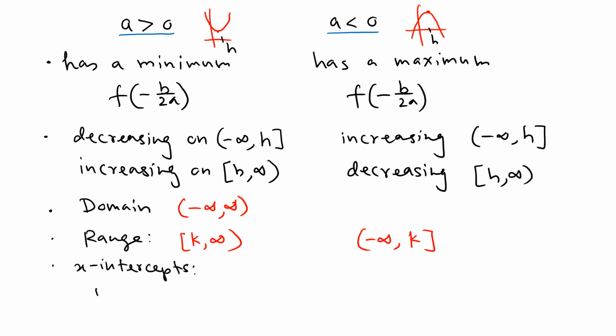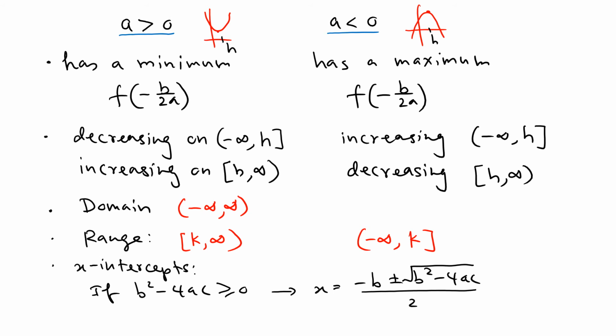So what happens if b squared minus 4ac is greater than or equal to 0? Then you can solve the equation. So the x-intercepts are given by x equals negative b plus or minus the square root of b squared minus 4ac. So that's going to give you the x-intercepts. But if b squared minus 4ac is negative, what's going to happen? There are no x-intercepts.